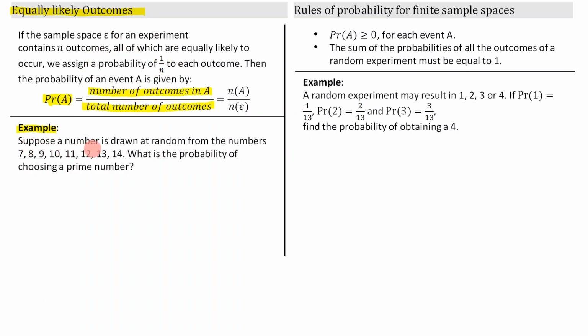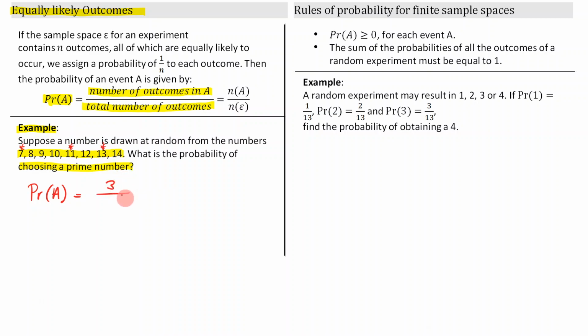Suppose a number is drawn at random from the numbers 7, 8, 9, 10, 11, 12, 13, 14. What is the probability of choosing a prime number? Let's call this the probability of A. What we're going to do is figure out the number of outcomes in A, so that's choosing a prime number. That would be 7, 11, and 13. So there are 3 prime numbers there.